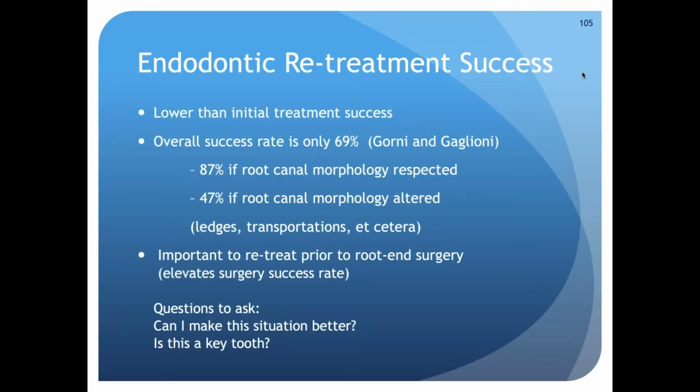So when we're looking at doing a retreat, you've got to ask yourself a couple of questions. Can I make this situation any better? Does this root canal look pretty good? They're still symptomatic. Yeah, maybe I can make it better. And is this a key tooth? Is this a tooth that's really important for me to retreat, or are we better taking the tooth out and doing an implant? Implants are a great option, they're not always the best. Sometimes in aesthetic situations like the anterior, we are better off trying to save a tooth if we can. But there are some situations where it may be better to just cut our losses.